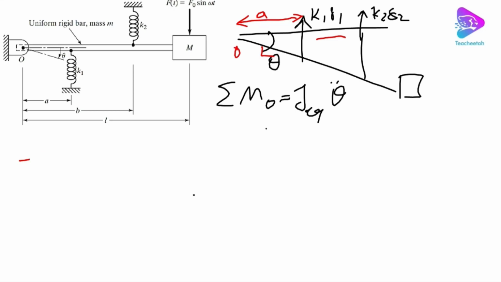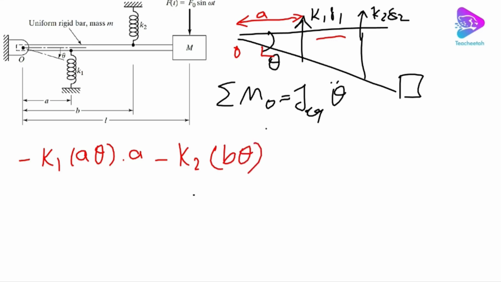So we have K1, and what is delta 1? It is A theta times A, right? A is the arm. Same thing for this force. We have minus K2 delta 2, which is B theta, times the distance here to there, which is B, times B.